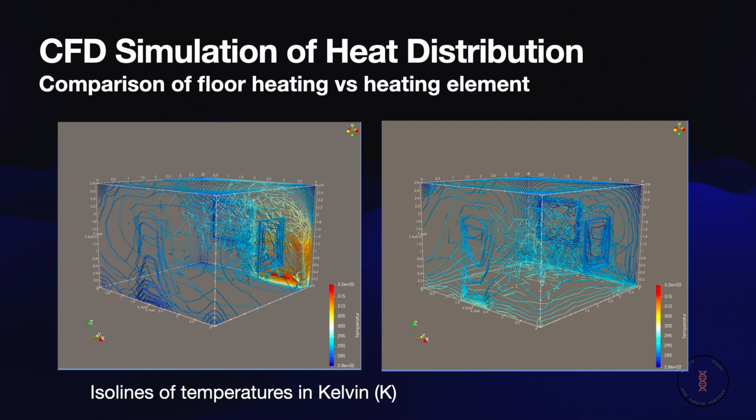Wall heating. On the left, we see the isothermal lines. With a source temperature of 50 degrees Celsius, 323 kelvins, the heat rises sharply to the ceiling before dispersing. The windows and door are clearly visible as cooler zones.